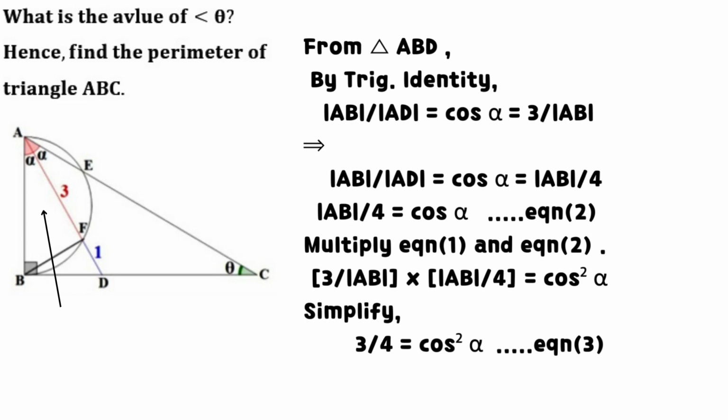Multiply equation 1 and equation 2. We obtained a new equation as shown. Simplify: 3 divided by 4 equals the square of cosine alpha. We call it equation 3.